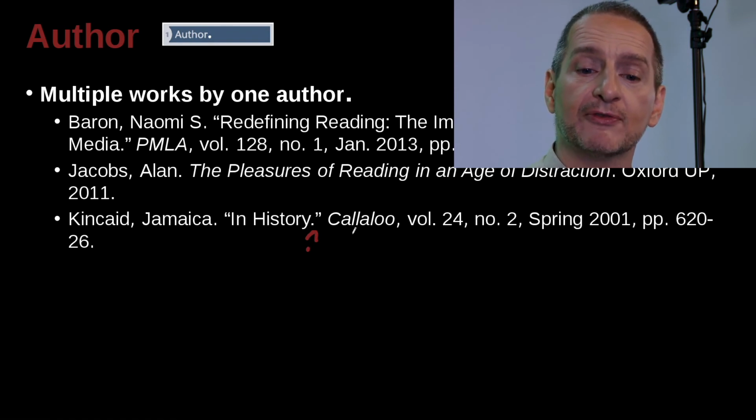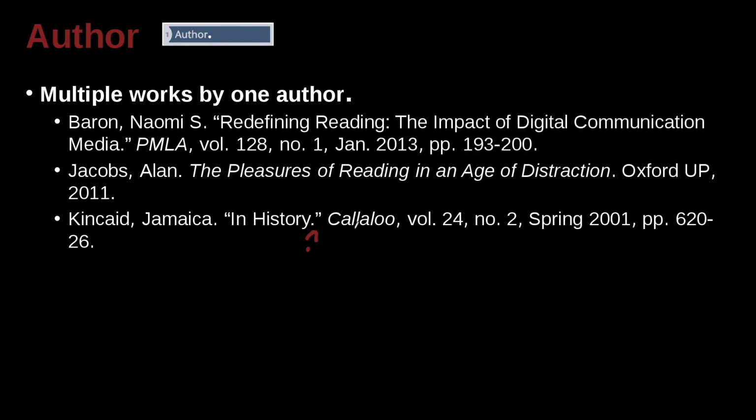After the period, we have the name of the journal, and the journal is italicized, again, written at that angle. A comma, a space, volume number. Pay attention, the v is a lowercase v, and n for number is lowercase n. A comma, and then spring 2001, pp. meaning pages, two or more pages, 62-226.